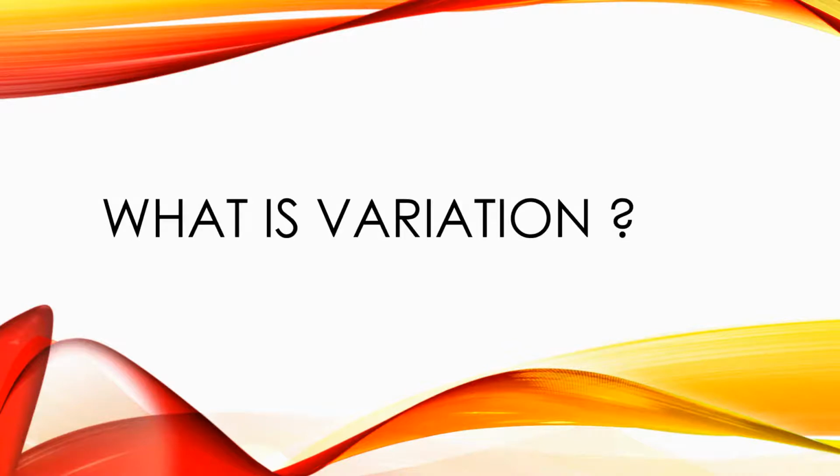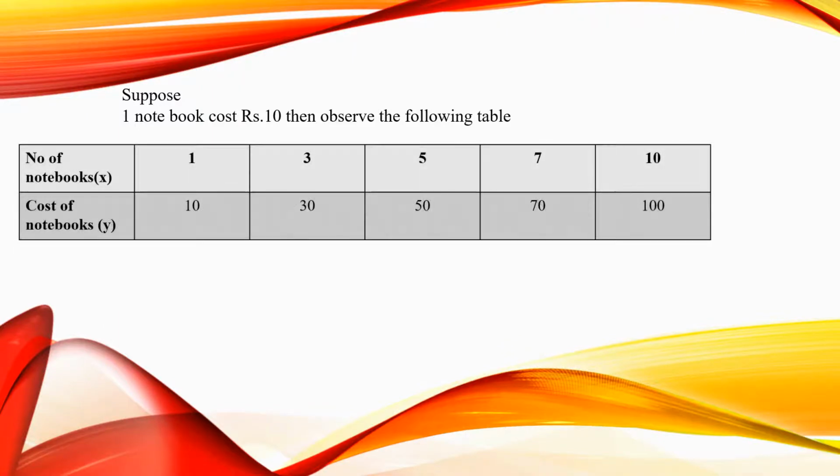Now, we have learned about variation. What is variation? Suppose one notebook has a cost of rupees 10. Then observe the following table. The number of notebooks here is 1. The cost of the notebook is 10.